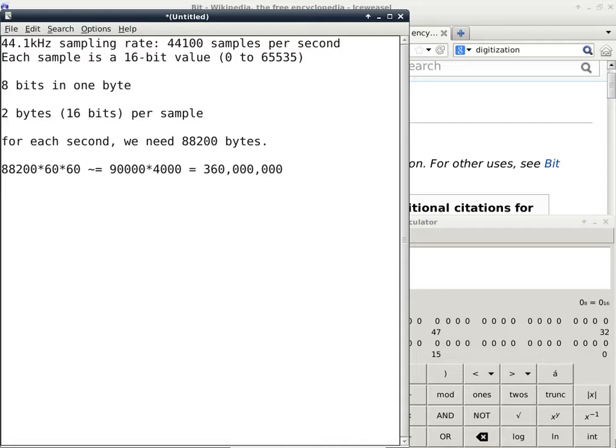So if you want basic stereo, I'm not even talking about 5.1 here. For basic stereo, what you need is to multiply this by 2. So for stereo recording, you will need this number, well, this is an approximation anyway, but you have to multiply this by 2, which means you end up with 720 megabytes.